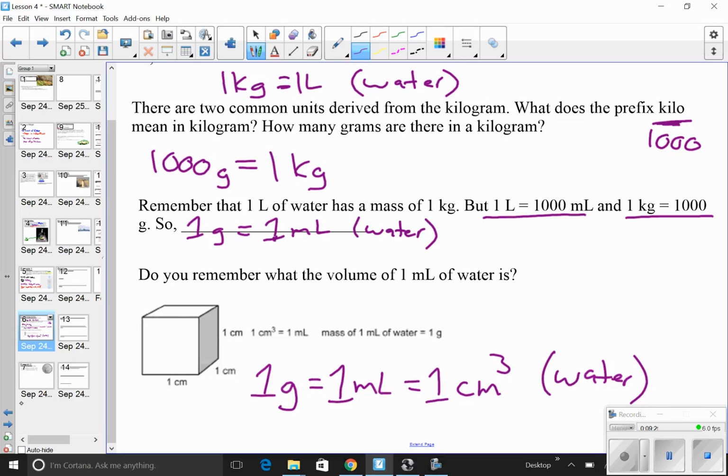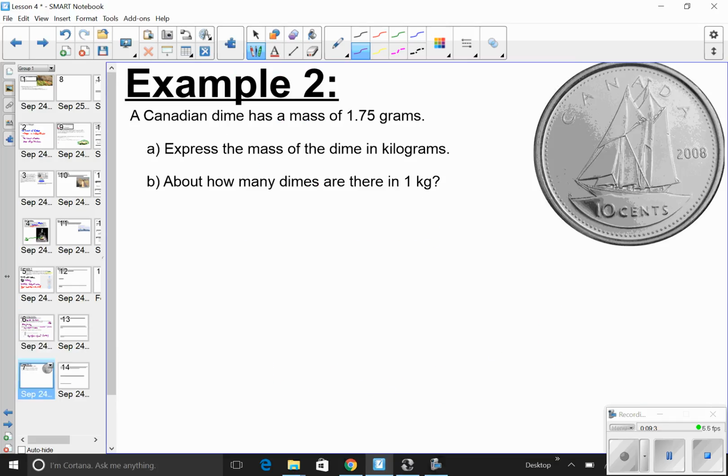Alright, let's do one more example. A dime has a mass of 1.75 grams. I want to change this into kilograms, and then I want to find out how many dimes there are in 1 kilogram. First, let's change this into kilograms. So I'm going to set up a handy-dandy skeleton equation. Why? Because I love them. Skeleton equations are my favorite.